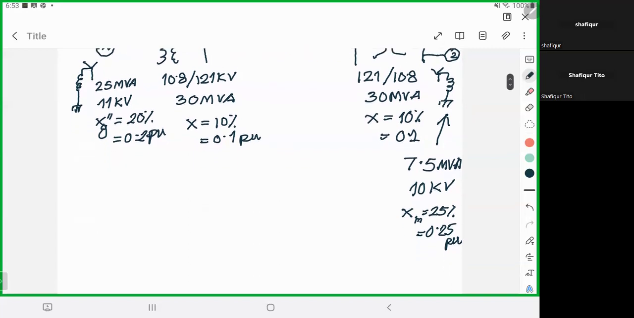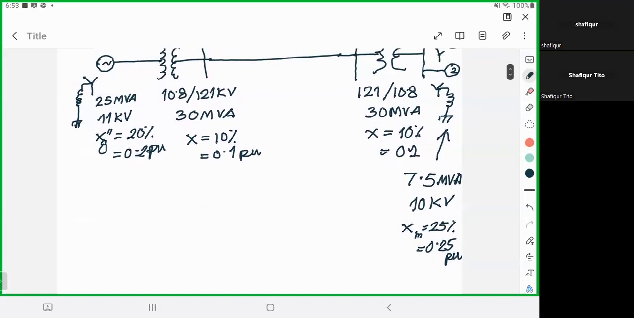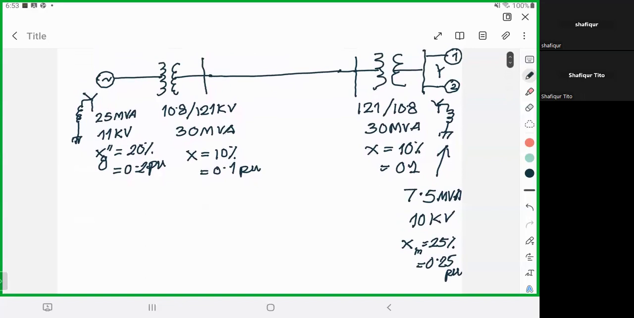Now we want to find out the generalized per unit impedance for the network. In order to do that, we need to select the base MVA for the whole network. As we discussed in the last class, we will take the largest MVA in the network, that is 30 MVA.